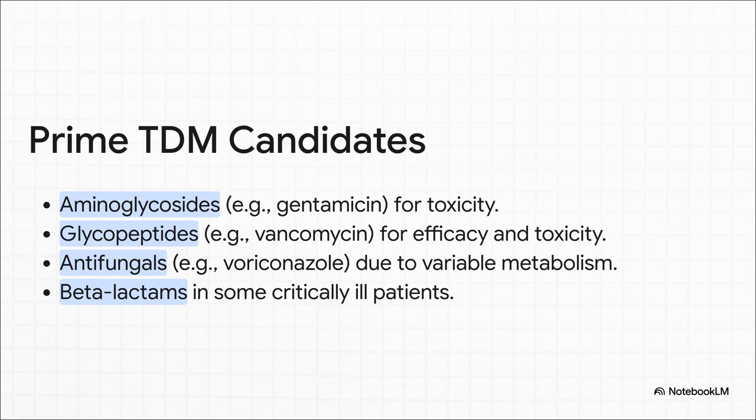So which drugs get this 5-star treatment? Well, it's the usual suspects, the ones with that narrow therapeutic window we talked about. Aminoglycosides like gentamicin, infamous for their kidney and ear toxicity. Glycopeptides like vancomycin, where we're trying to stave off kidney damage. Certain antifungals like voriconazole, which have crazy variable metabolism and can cause neurotoxicity. And more, we're using TDM for beta-lactams, especially in our sickest patients, whose bodies handle drugs in completely unpredictable ways.